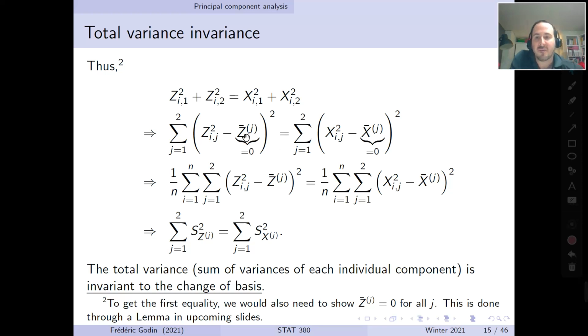Okay, so when we have that, as we said, we can divide by n and sum with respect to all the i's on both sides, and this entails that the sum of the variance for the new coordinates across all predictors is the sum across all predictors of the variance of coordinates for the original predictors. So the total variance, and by total variance it's the sum of variance of coordinates across each individual predictor, is invariant to the change of basis we do.